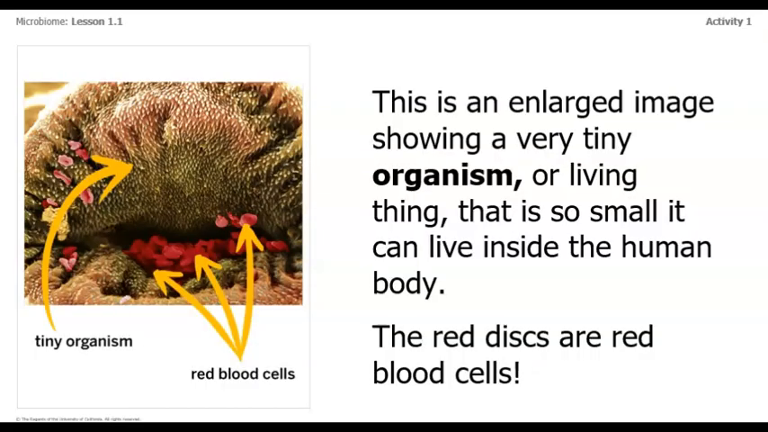This is an enlarged image showing a very tiny organism, or living thing, that is so small it can live inside the human body. The red discs are red blood cells. So you can see those yellow-orangish arrows right here are pointing at these discs. Those are red blood cells. That's one cell. And then this is an organism right here. It's pretty small, pretty tiny.